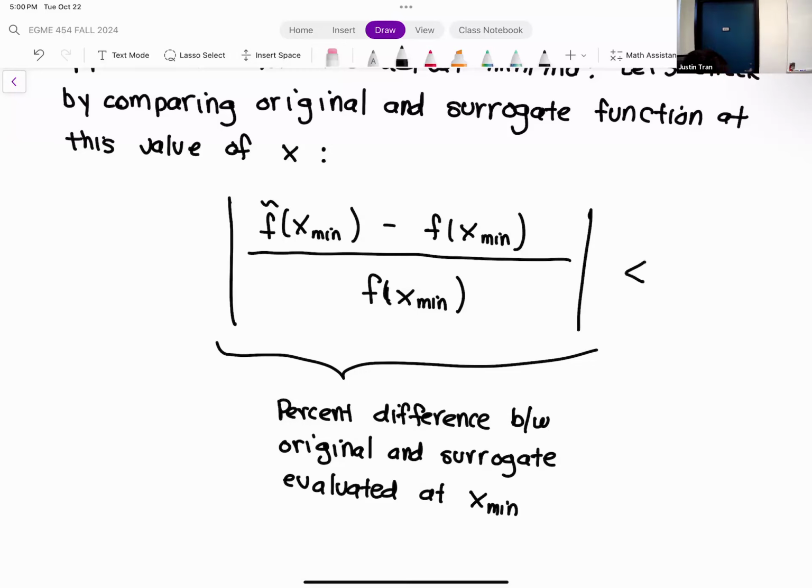To assess whether we are converged or whether our algorithm worked, we can say that if this percent difference is less than some threshold epsilon, where epsilon is some accuracy threshold, then our surrogate function is a good approximation of our original function, and we can stop.